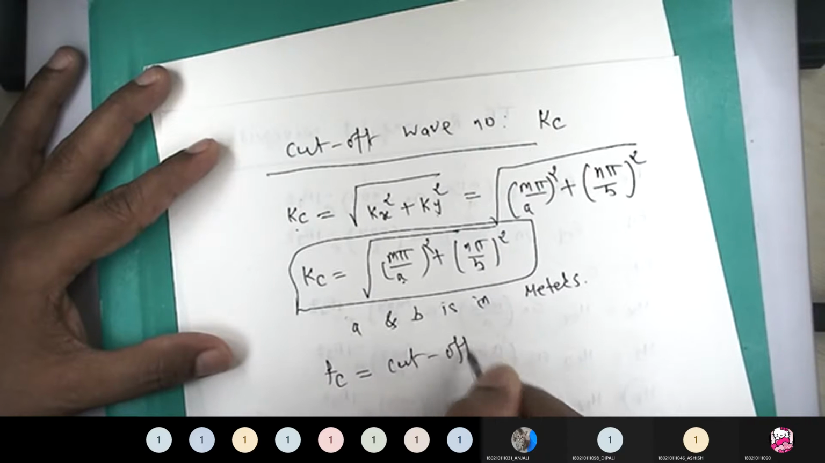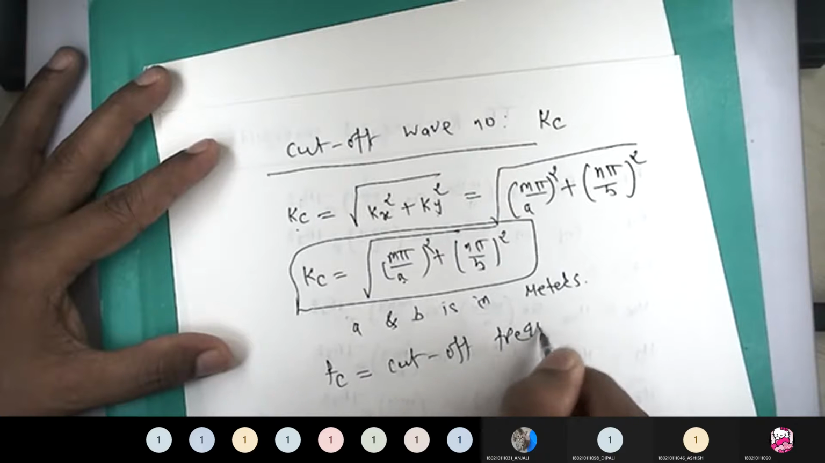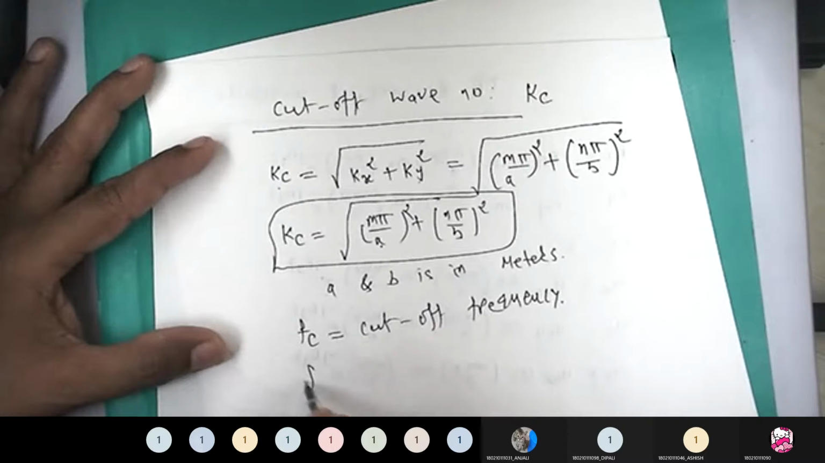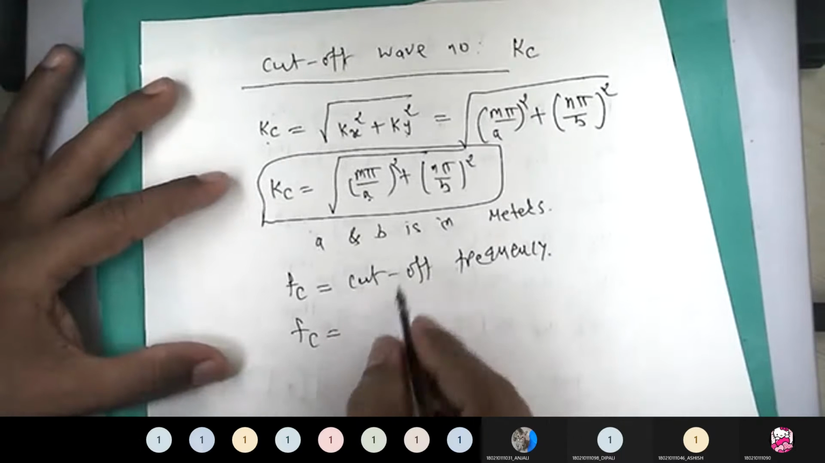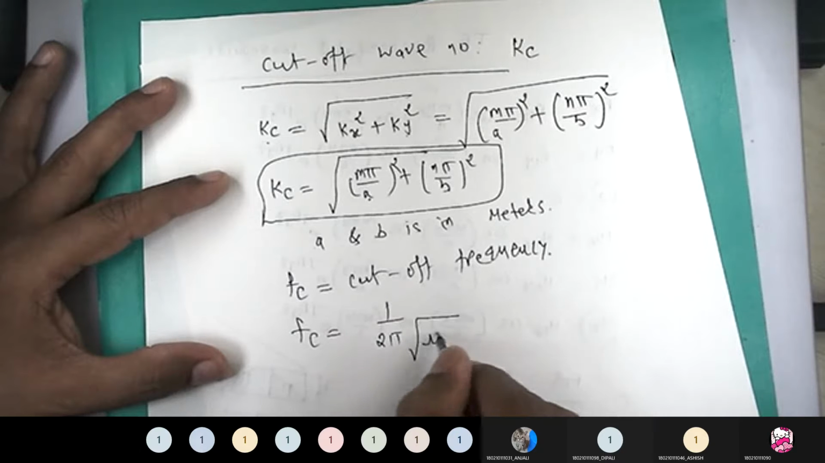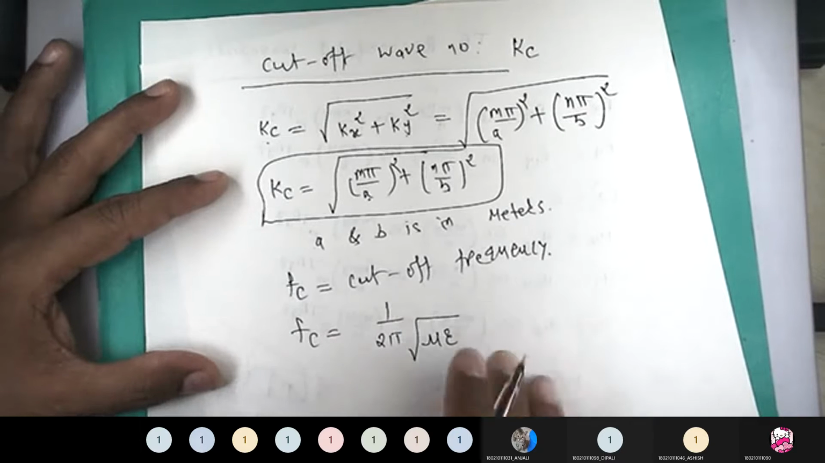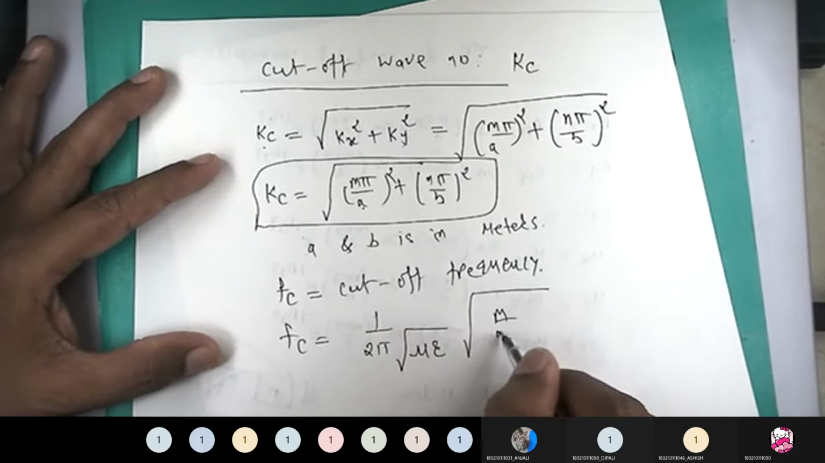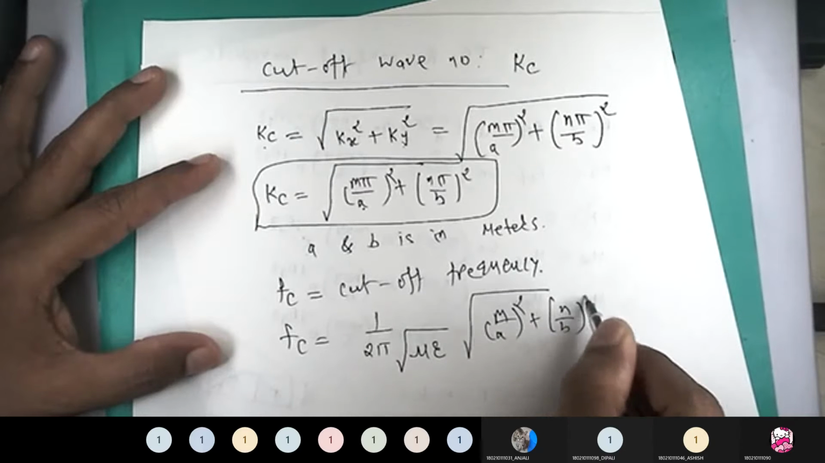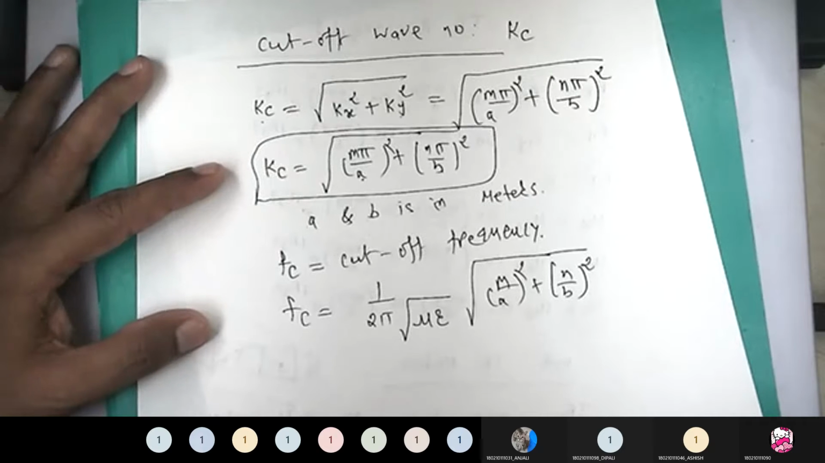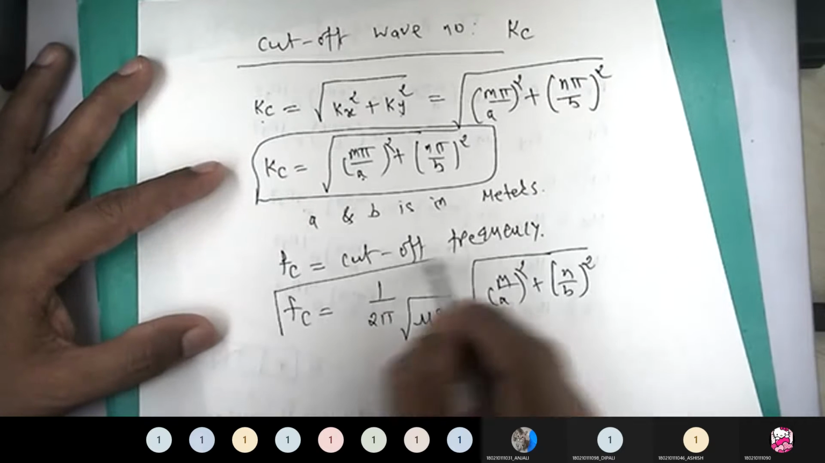So that is nothing but cutoff frequency. We have defined that the cutoff frequency fc is nothing but 1 over 2 pi square root of mu epsilon, in bracket, (m by a) whole square plus (n by b) whole square. I think last time also we derived this, but this is our final expression.